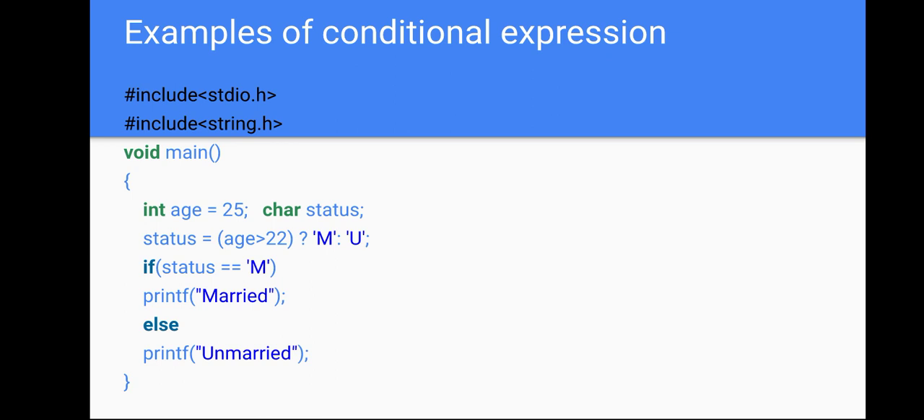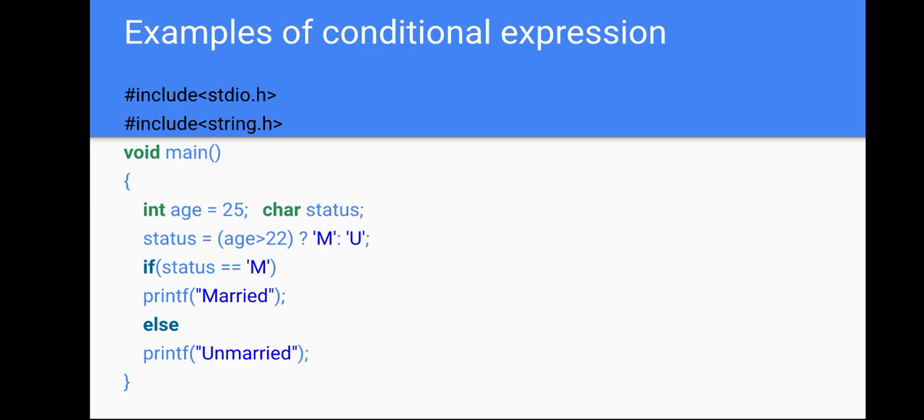Include stdio.h as usual. Include string.h because I am going to use a string here, so I have to use the string header file, and then void main. Int age is equal to 25, char status. I am going to check whether the person is married or unmarried. I assume that if age is greater than 22, the person is married, otherwise he is not married. This is just a condition to check.